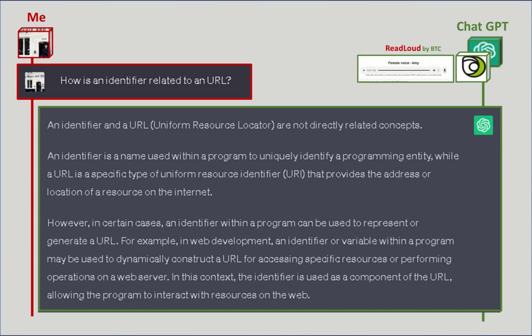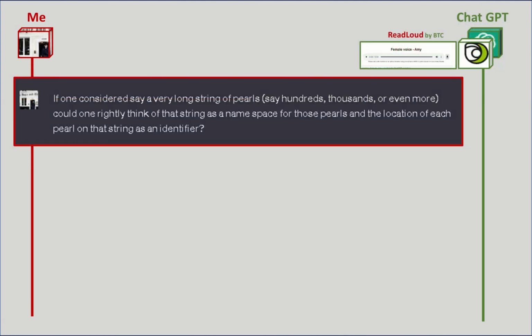No problem. So here is the key question. It's kind of long, so can you read it for me? Certainly. If one considered, say, a very long string of pearls, say hundreds, thousands, or even more, could one rightly think of that string as a namespace for those pearls and the location of each pearl on that string as an identifier? Thank you for reading that. You're welcome. And your answer is?